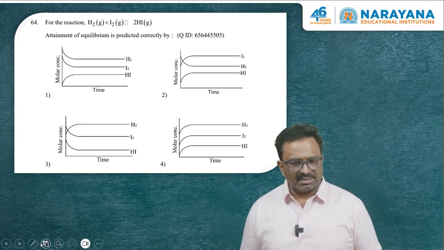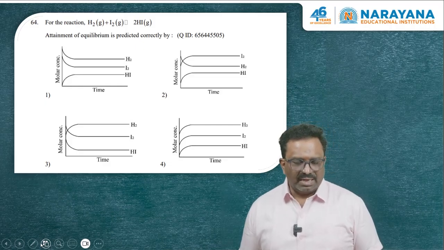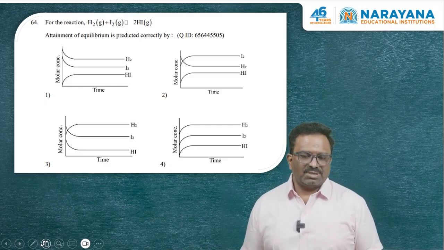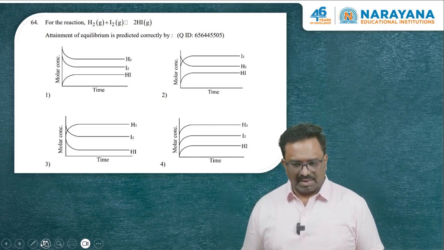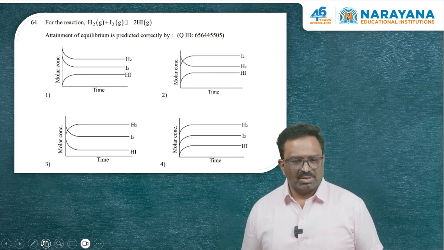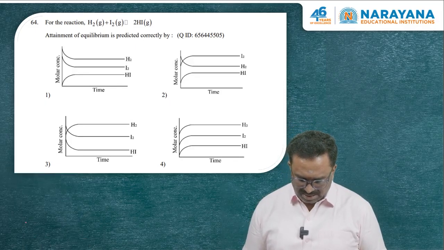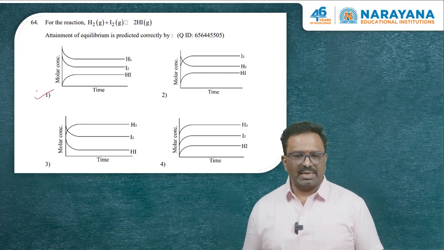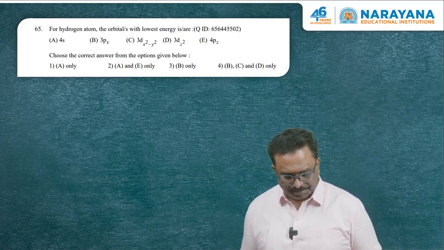Concentration of reactants decreases and that of the products increases. But at equilibrium, the concentrations of reactants and products remain constant. H2 and I2 both are reactants, so their concentrations from the given position have to decrease and HI has to increase. Among the given options, this is validated only in the first option. Let me see the next one.